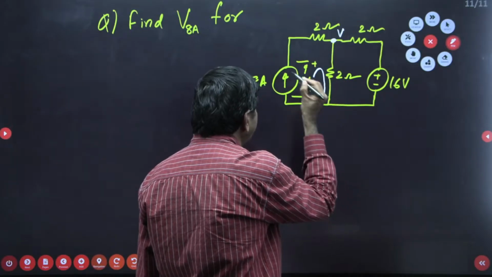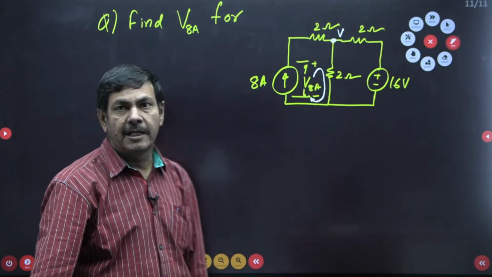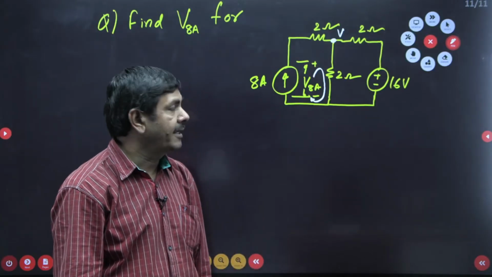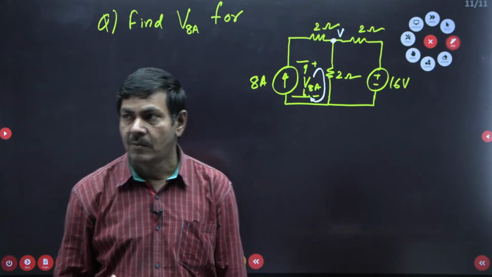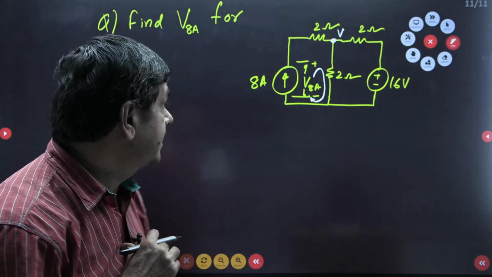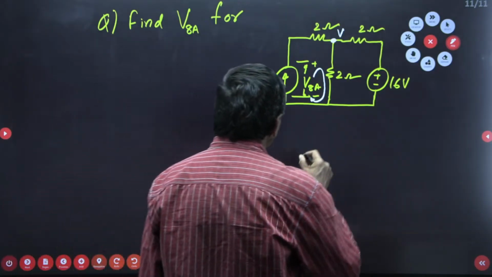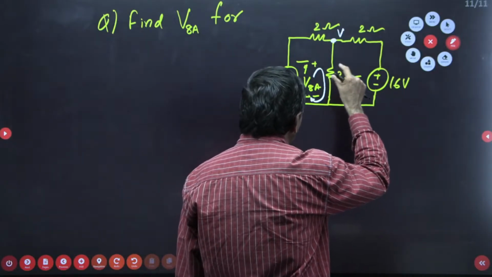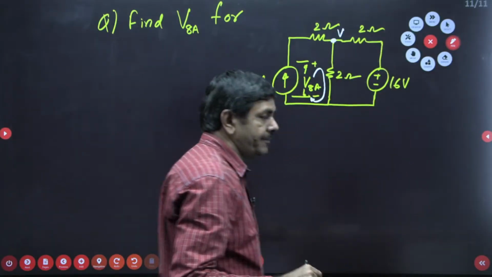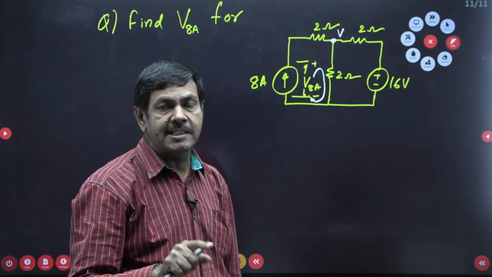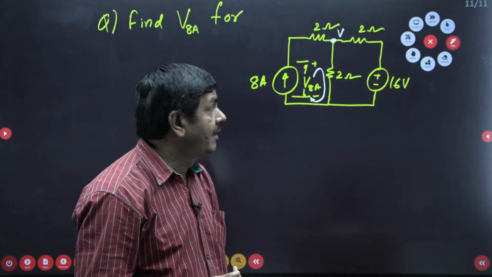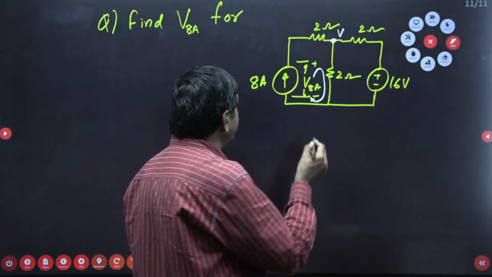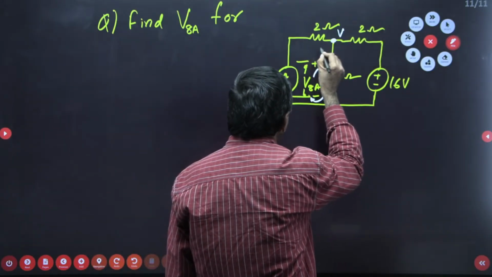By the application of KVL, you can determine the voltage across this 8 ampere current source. Initially, to find that node voltage, the voltage across the 2 ohms, you apply nodal analysis. After nodal analysis, I will apply KVL to determine the voltage across the 8 amperes. How nodal analysis is applicable, I explained already in the last session.